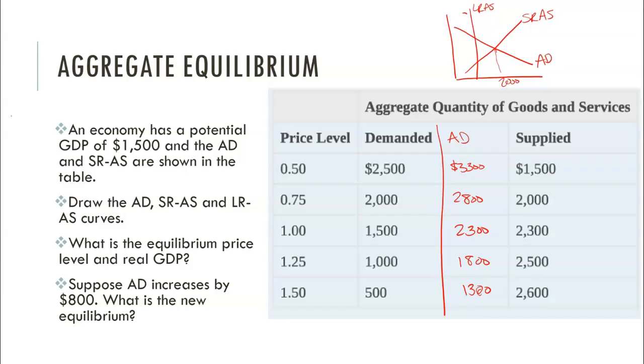So aggregate demand would be represented in the graph here with a shift to the right at a new equilibrium of $2,300. So price level of 1 and real GDP of 2,300.